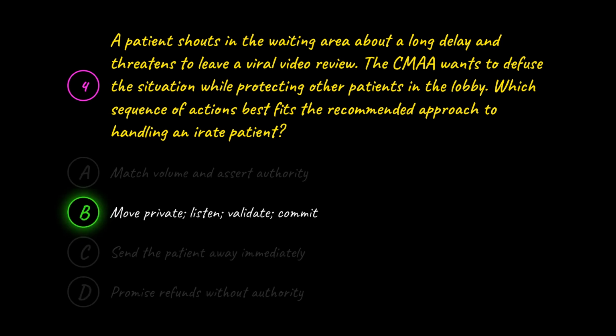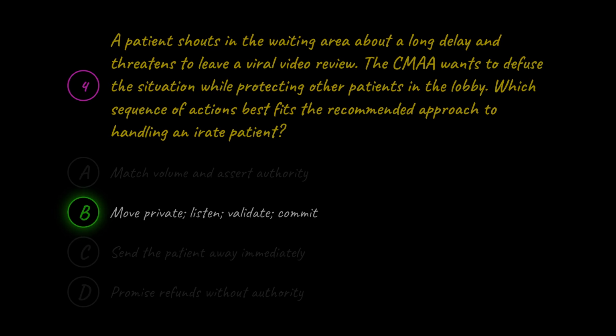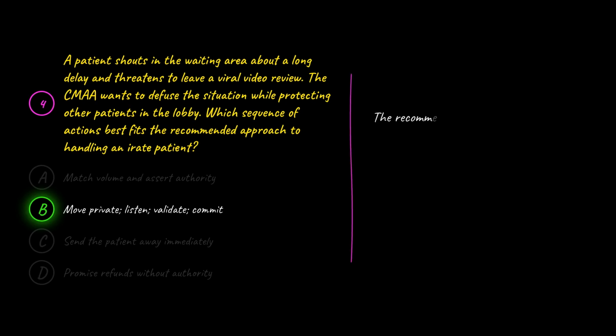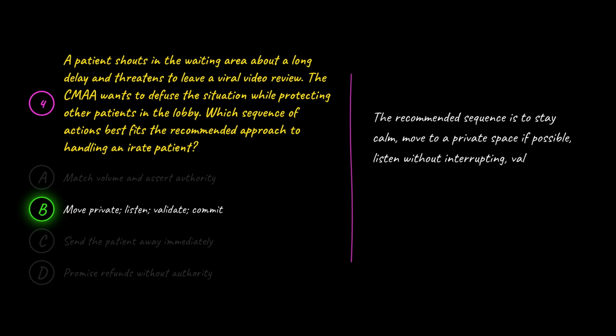The correct answer is B. Move private, listen, validate, commit. B is correct because the recommended sequence is to stay calm, move to a private space if possible, listen without interrupting, validate the feeling, apologize for the experience, identify what can be done now, and commit to follow up afterward.